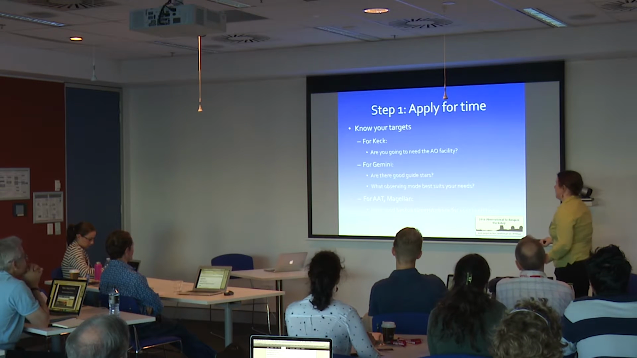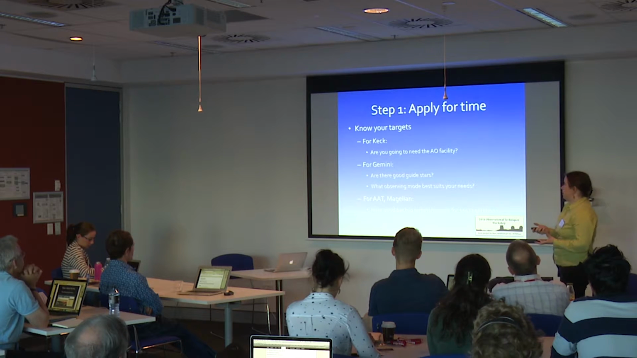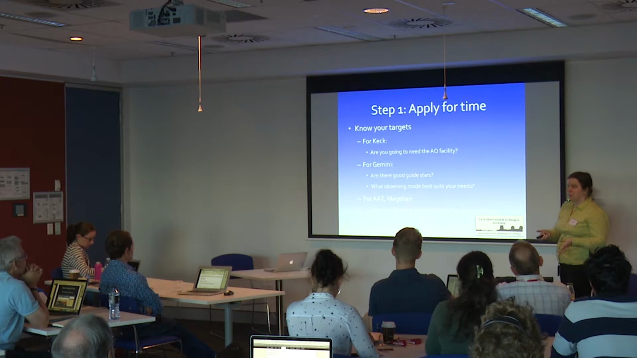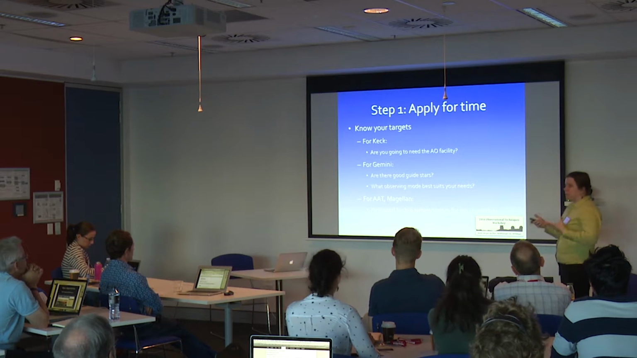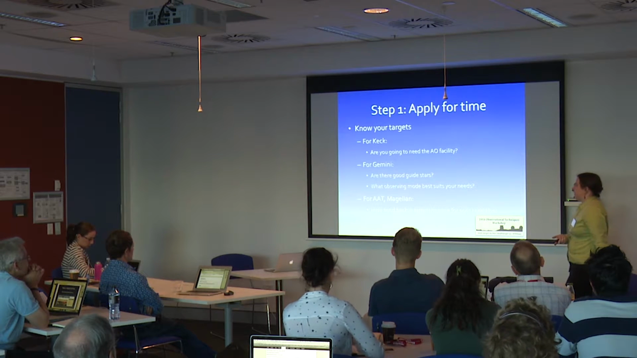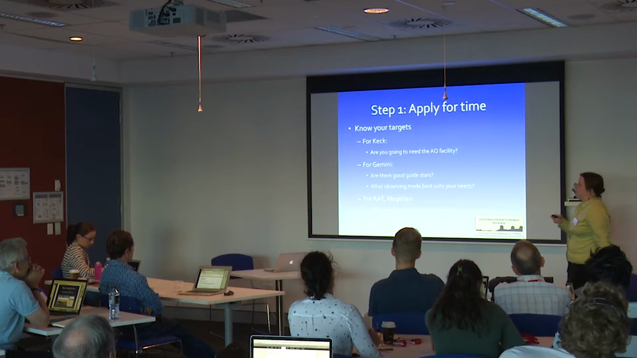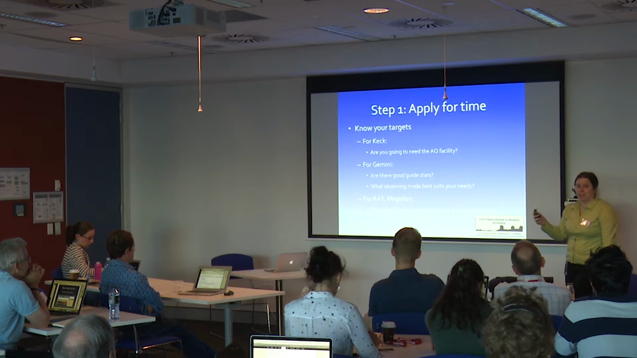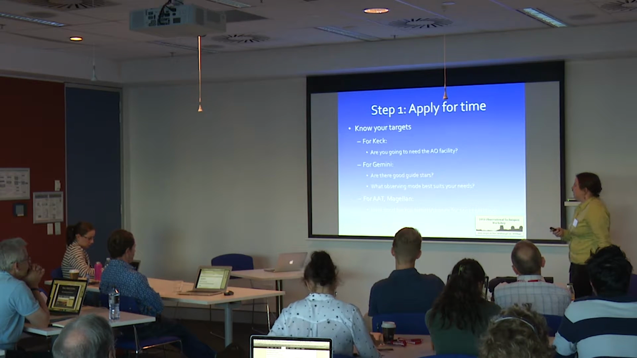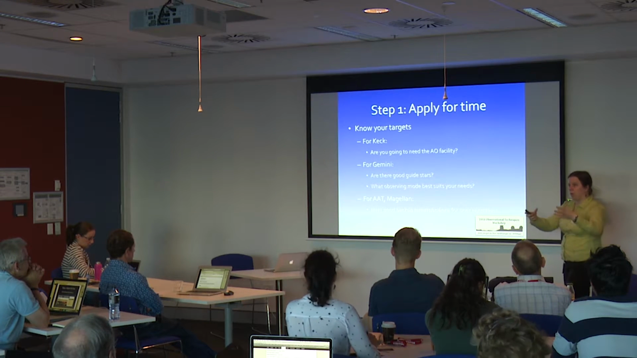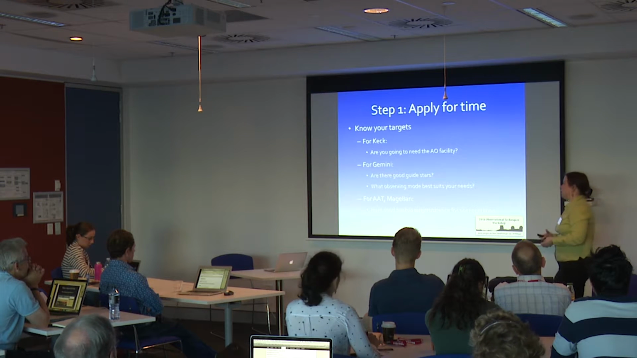For Gemini, for example, you might want to worry about whether there are good guide stars available where I'm going, and what type of observing mode I'm going to have to use. The point is, every telescope has its little idiosyncrasies, and you have to look those up and find out what your targets mean for that telescope.